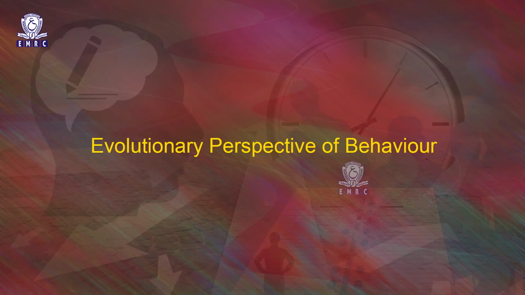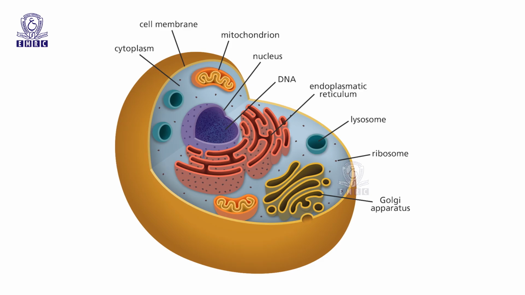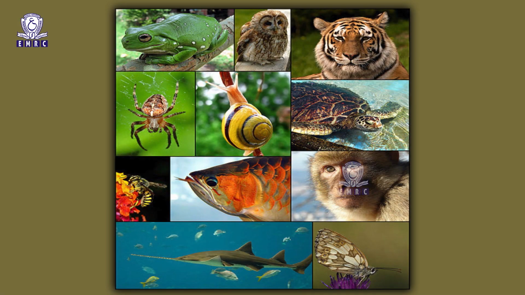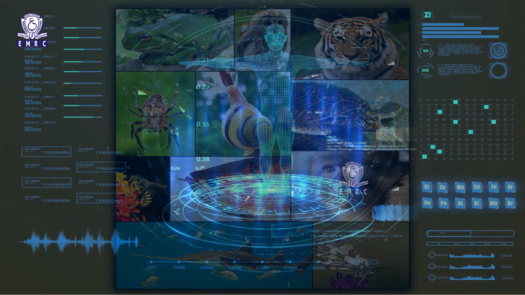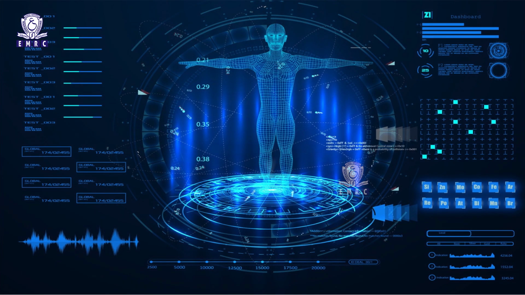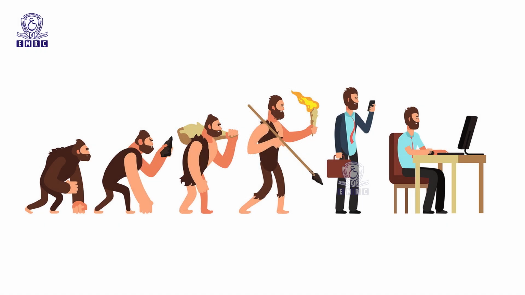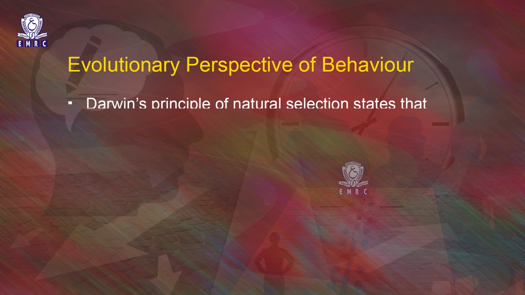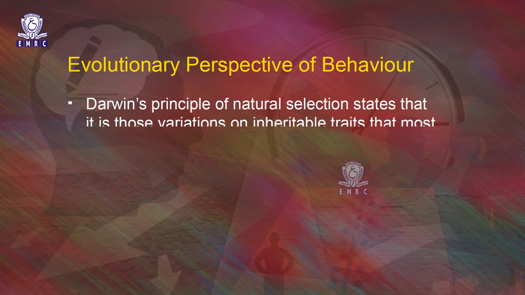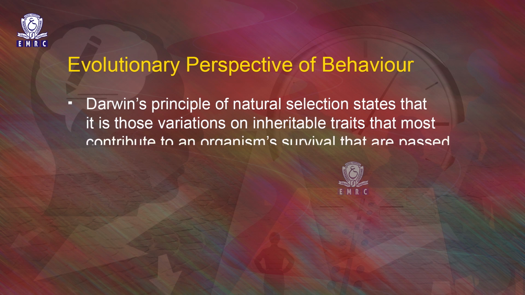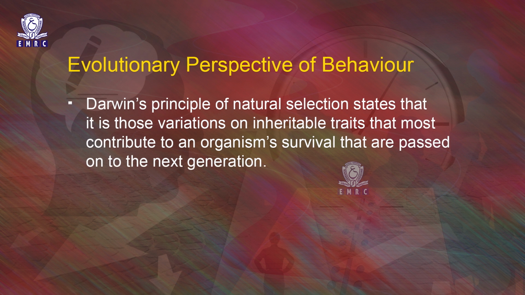Let us look at the evolutionary perspective of behavior. All biological organisms have evolved over millions of years, and environmental factors have played an important role in shaping the organization and functions of their nervous system. Natural selection, the process described by Charles Darwin to account for evolutionary change, plays an essential role in shaping both behavior and the brain. Darwin's principle of natural selection states that it is those variations on inheritable traits that most contribute to an organism's survival, and these are passed on to the next generation.